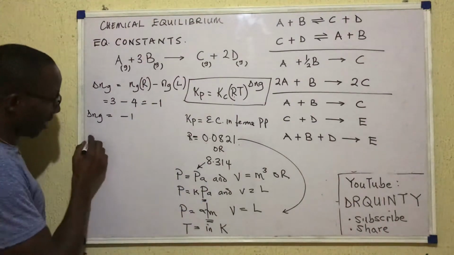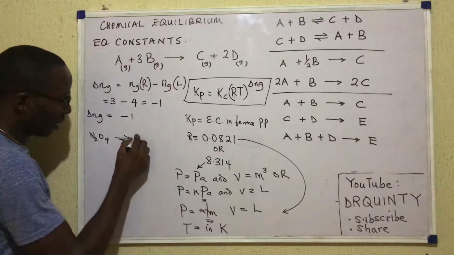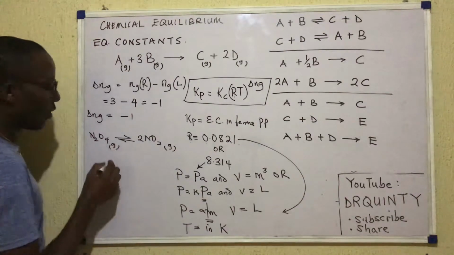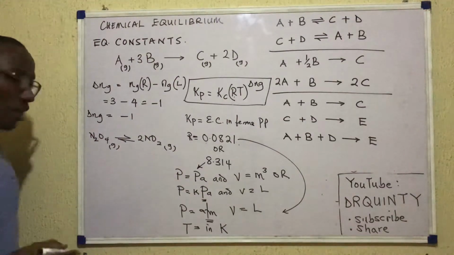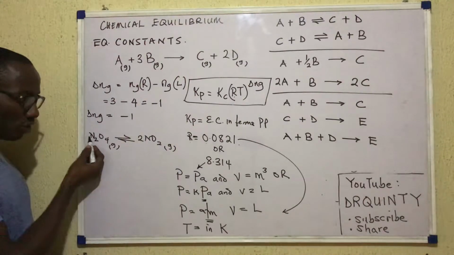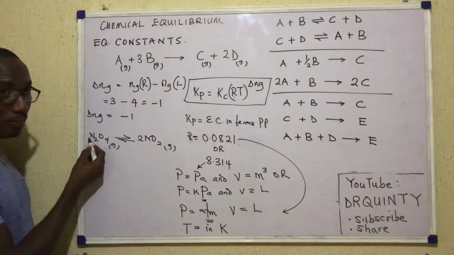What if we had a reaction like N2O4 to give 2NO2, gas and gas? What would be our delta Ng? Yeah, this is 2 moles and that's 1 mole. So delta Ng will be 2 minus 1 and that is 1.